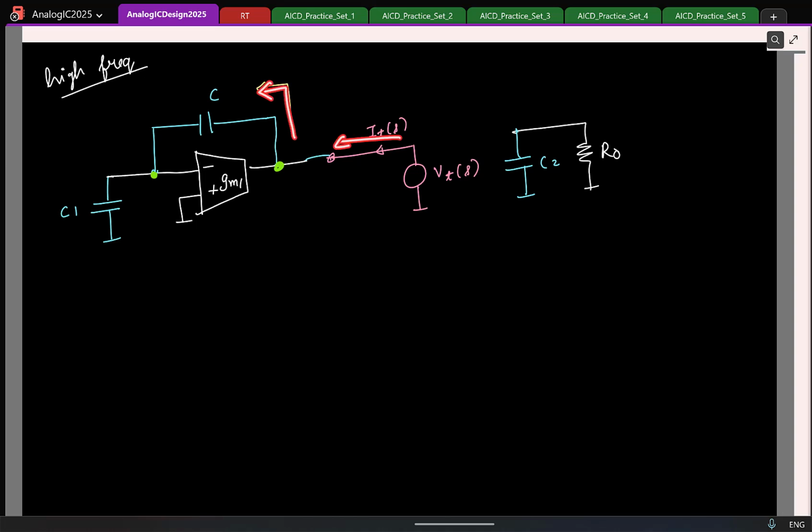What is the other path? Through this fellow. So what can you say about the current flowing here? Can you give me the expression for this current? Basically these two capacitors are in what kind of connection? Series. So the current will be Vt of S times S times C times C1 by C plus C1, that's basically the two capacitors in series.